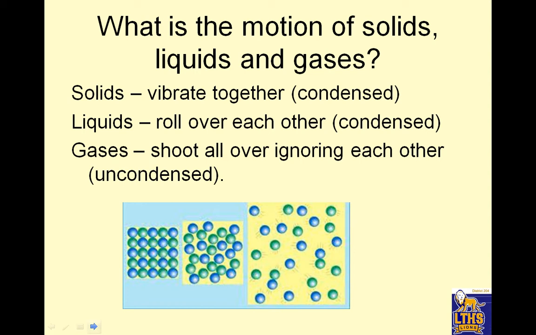What is the motion of solids, liquids, and gas? Solids just vibrate together. They're condensed. They're next to each other. Shake, shake, shake. Liquids roll over each other, and they're also condensed. Condensed means they're next to each other, very tight. Liquids are next to each other, and they roll in all kinds of different places. And again, they're condensed, packed together.